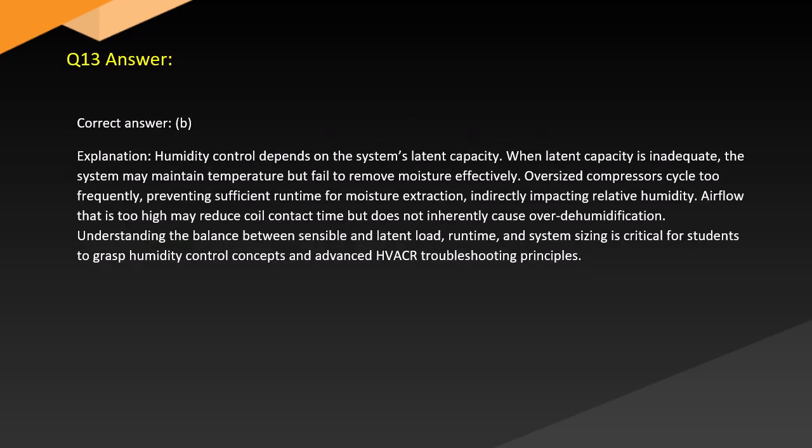Answer. Correct answer: B. Explanation. Humidity control depends on the system's latent capacity. When latent capacity is inadequate, the system may maintain temperature but fail to remove moisture effectively. Oversized compressors cycle too frequently, preventing sufficient runtime for moisture extraction, indirectly impacting relative humidity. Airflow that is too high may reduce coil contact time but does not inherently cause over-dehumidification. Understanding the balance between sensible and latent load, runtime, and system sizing is critical for students to grasp humidity control concepts and advanced HVACR troubleshooting principles.